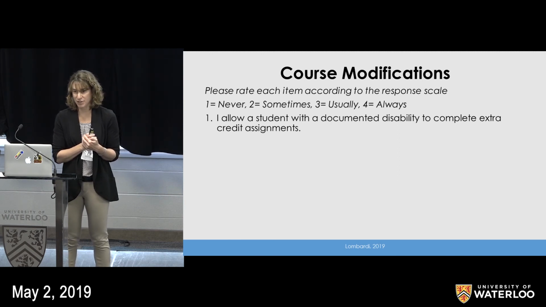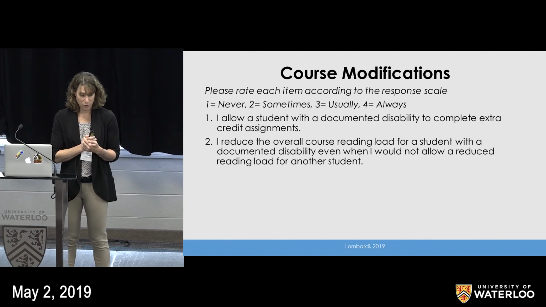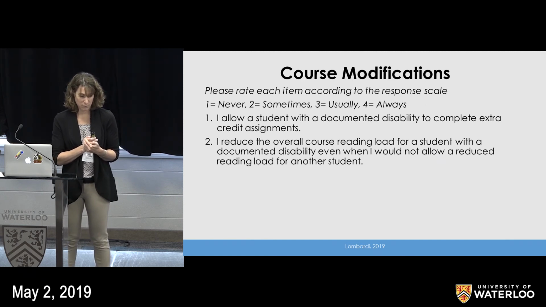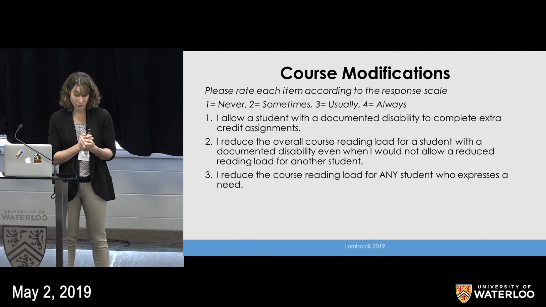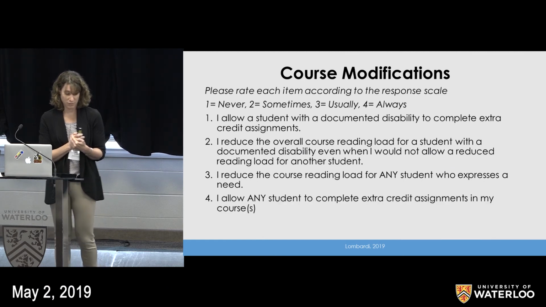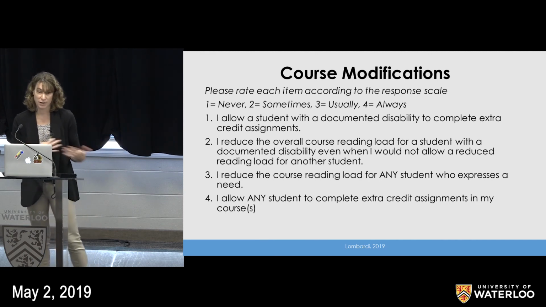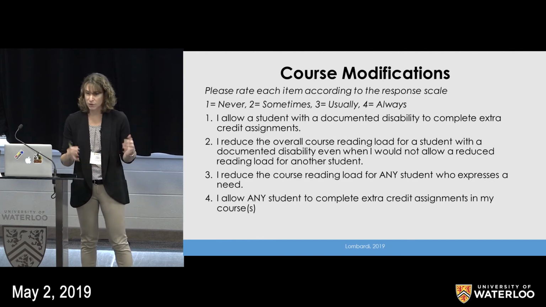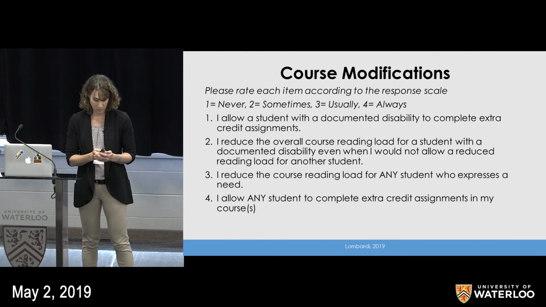And you could think of that either as extra credit assignments or different assignments if you don't do extra credit. 2, I reduce the overall course reading load for a student with a documented disability even when I would not allow a reduced reading load for another student. I reduce the course reading load for any student who expresses a need. I allow any student to complete extra credit assignments in my course, or you could also think of that as a different assignment. So that's course modifications. You can add that score up.